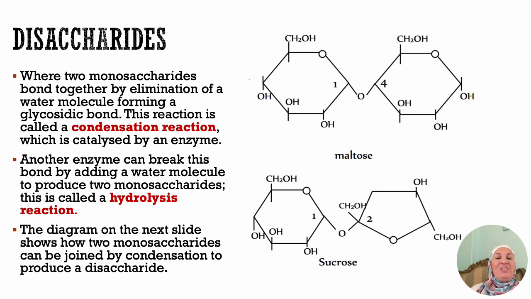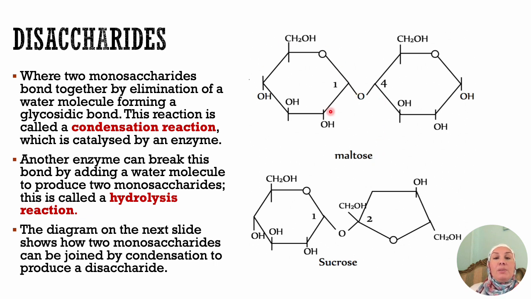Disaccharides. Now we're going to look at how these monomers join together to give us a disaccharide. Two monosaccharides make up a disaccharide. And here we have maltose. This is a well-known sugar. It comes from barley, and we find it when we make the drink malt. This is where the word comes from, so it is called maltose.